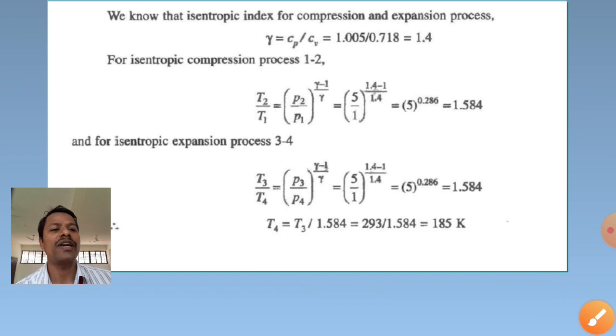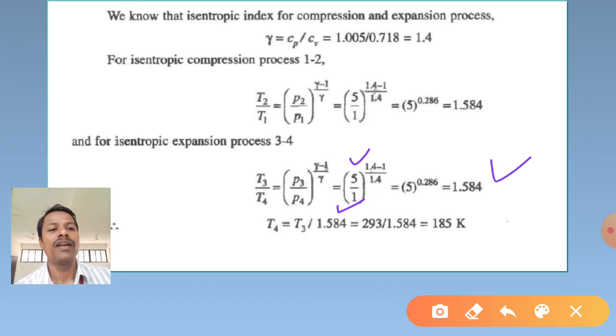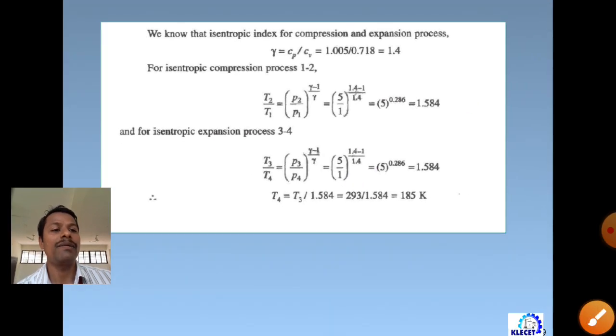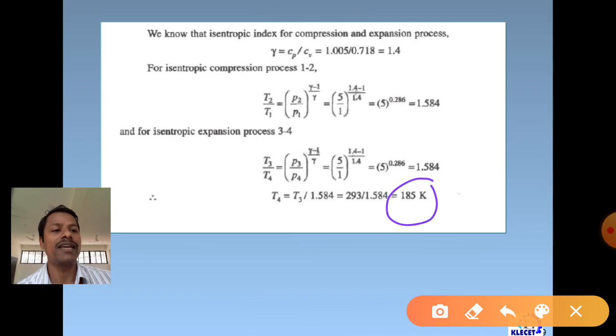Again P3 is 5 bar as given in the problem statement and P4 is 1 bar, so the temperature ratio is the same. Therefore, T4 is equal to T3 upon 1.584. I can use algebra and write this, and T3 we already know is 293 Kelvin. So, we have already calculated it. T4 finally I will be able to calculate as 185 Kelvin.